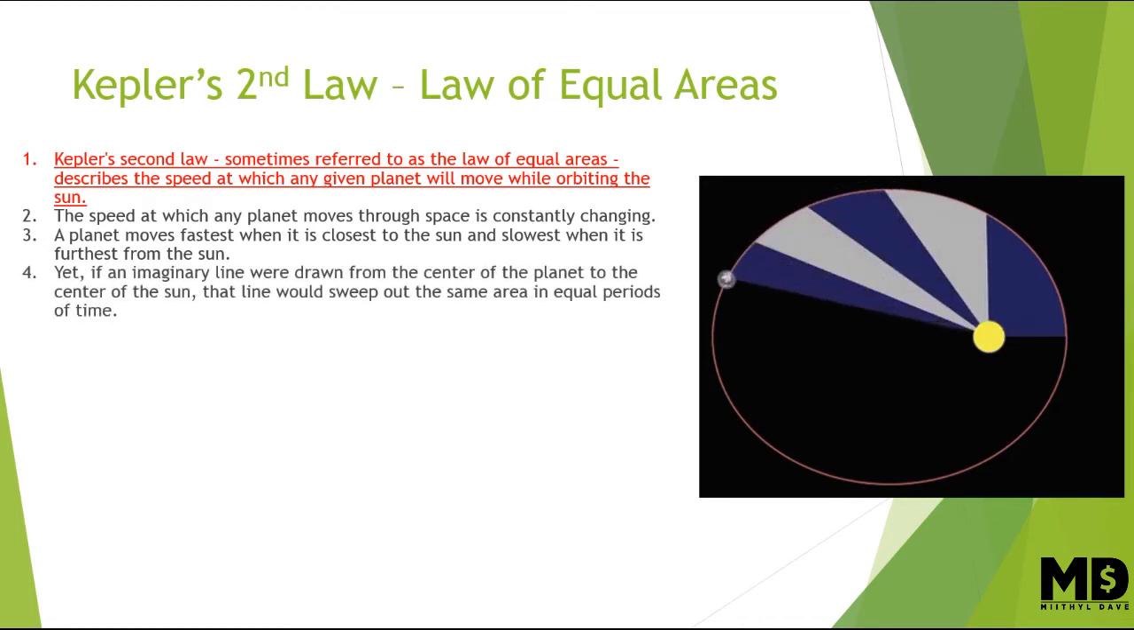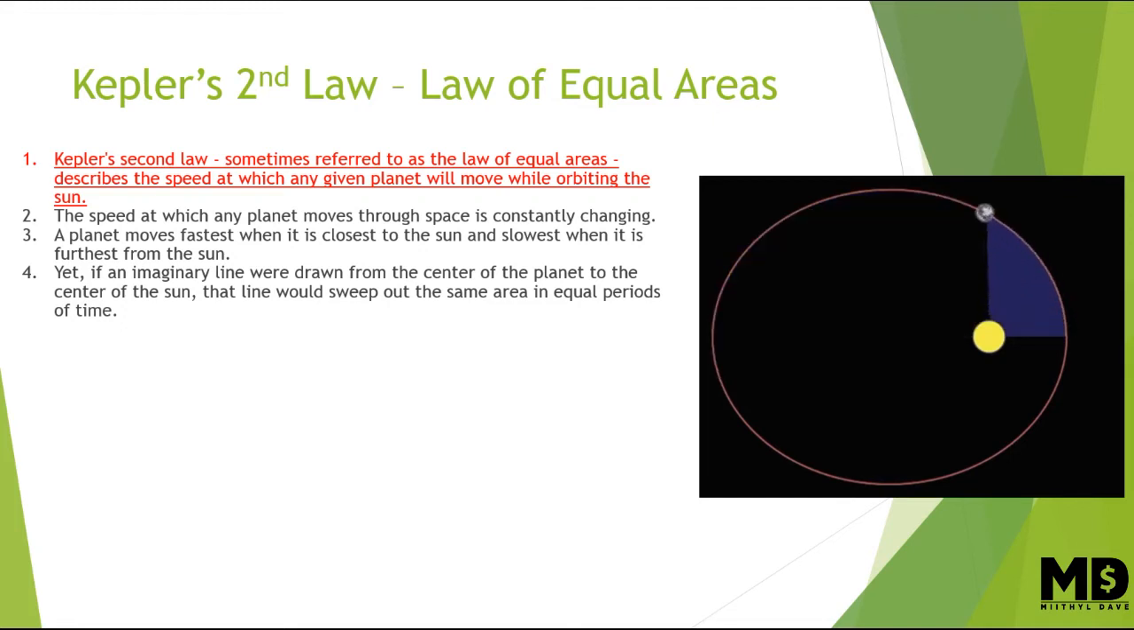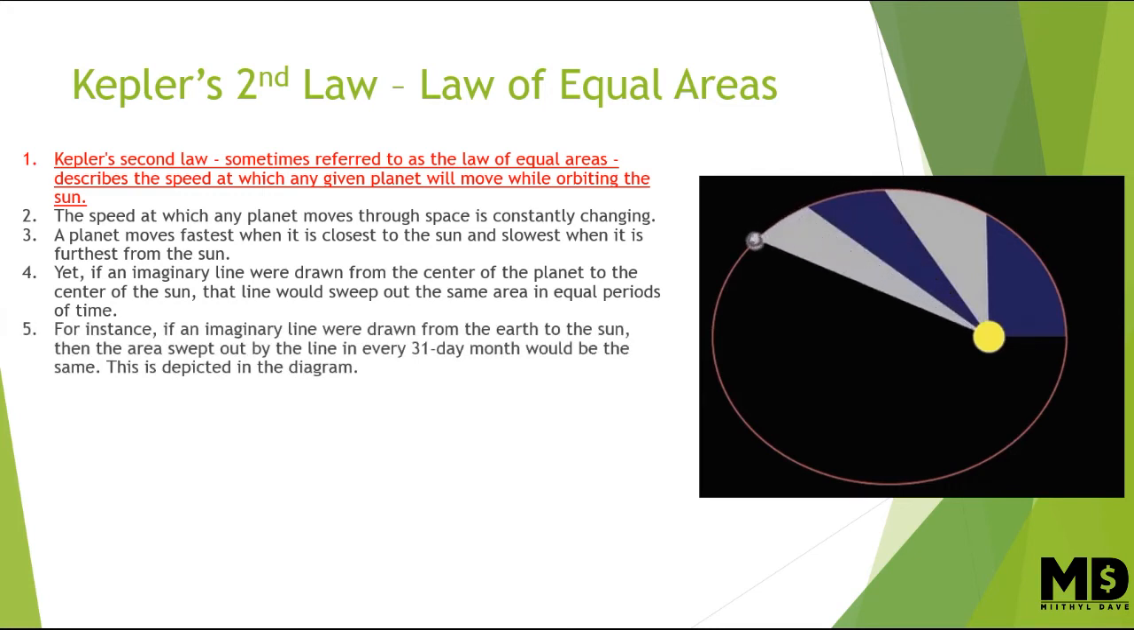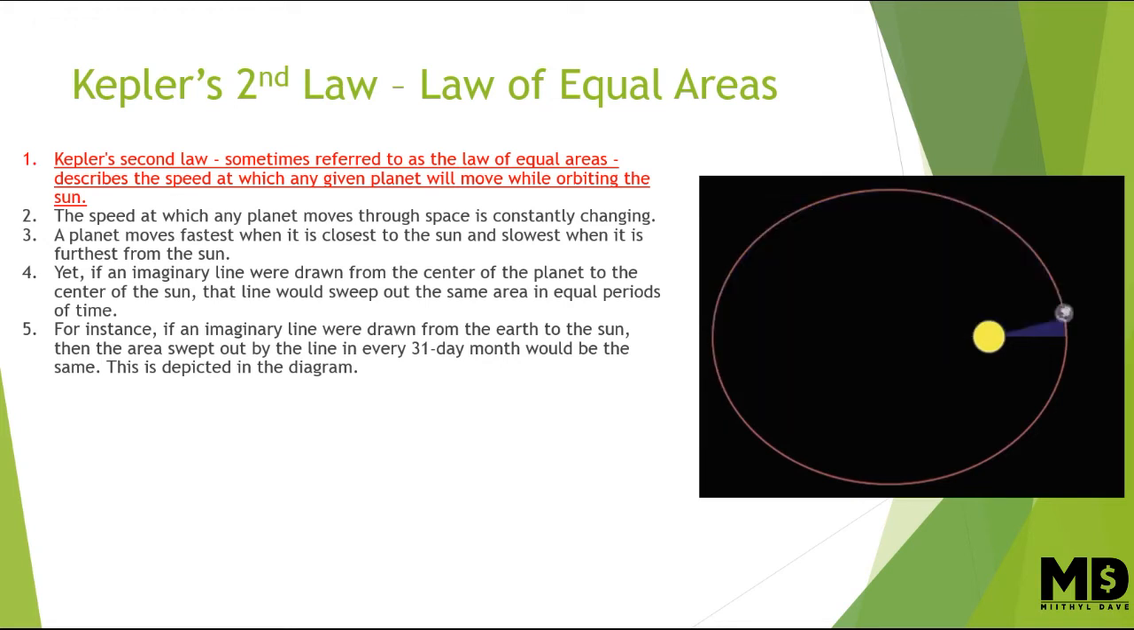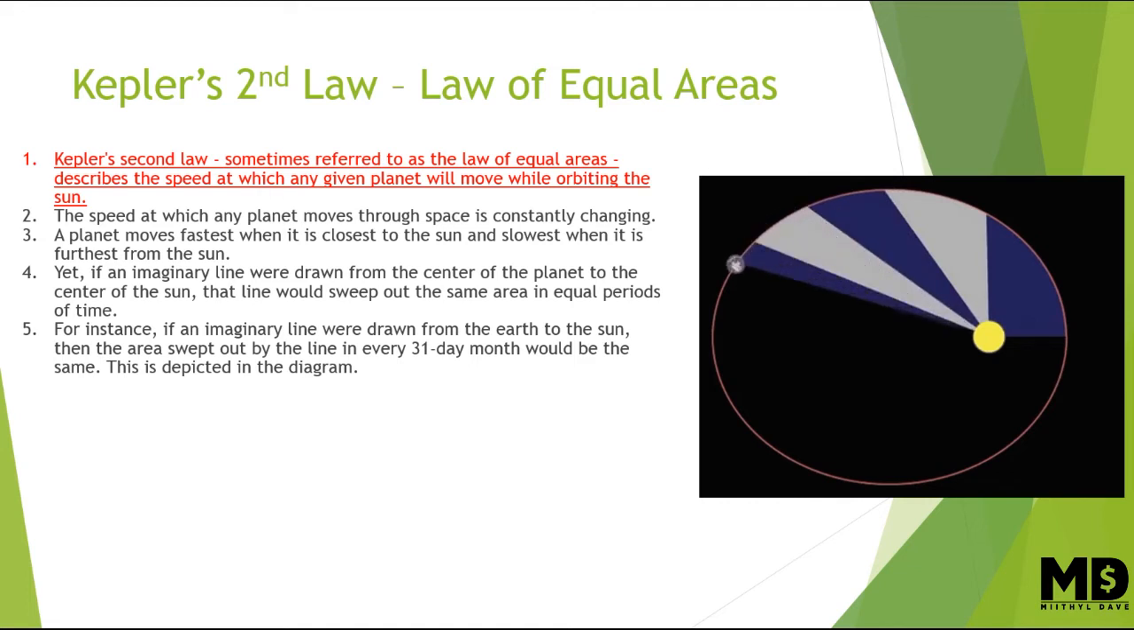Yet if an imaginary line were drawn from the center of the planet to the center of the sun, that line would sweep out the same area in an equal period of time. For instance, if an imaginary line were drawn from the sun to the Earth, then the area swept out by the line in every 31-day month would be the same. This is depicted in this particular diagram.